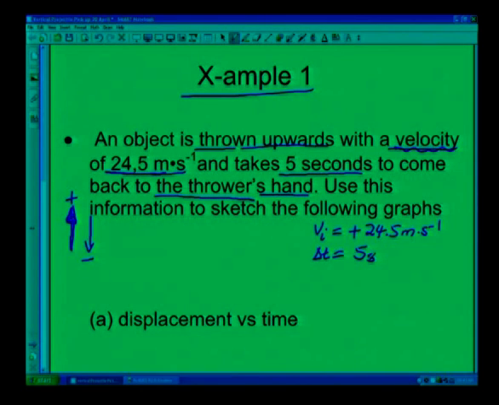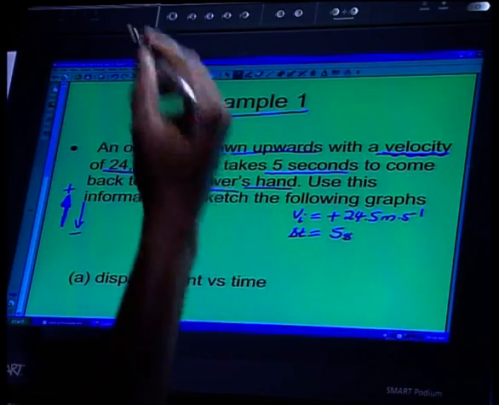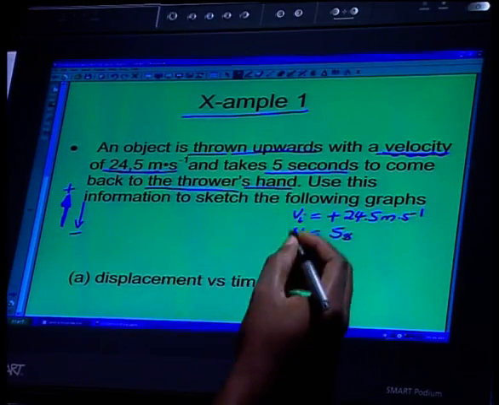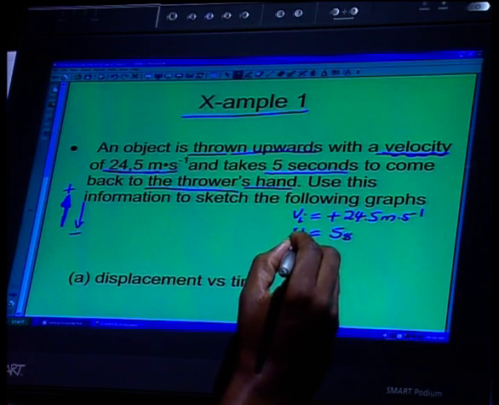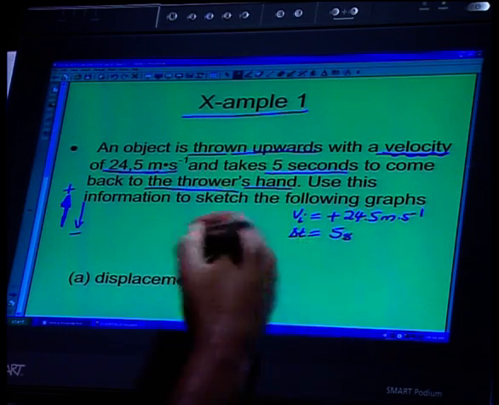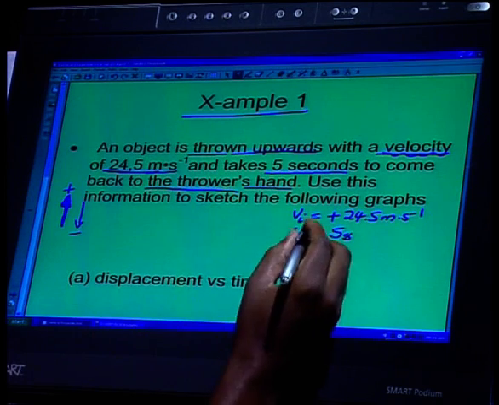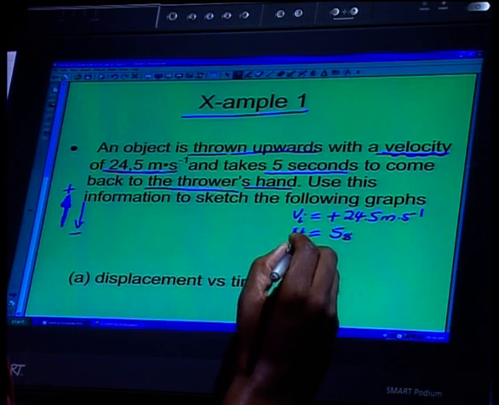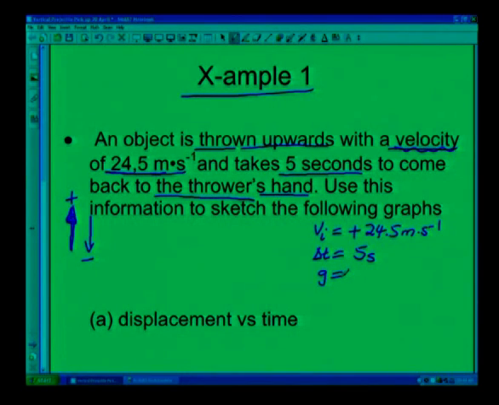Another thing that is given to us, but is not written on this question, is that as long as we know this is an up and down projectile motion, all objects in a projectile are experiencing a constant acceleration due to gravity, g, and it's always acting downwards. Downwards is minus, so it's going to be minus 9.8 meters per second squared.